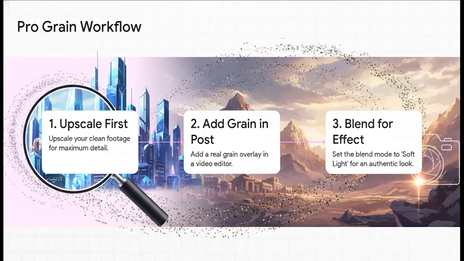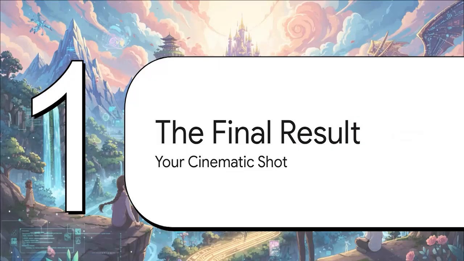The real pro move is to generate your footage completely clean, upscale it first to get maximum detail, and then you add a real film grain overlay in your editing software. If you set the blend mode to soft light, you get that perfect, authentic, gritty feel. And just like that, you've gone from a generic render to a genuinely stunning cinematic shot. By following these 3 phases, you're not just a user anymore. You're a creator, taking complete control of the process.